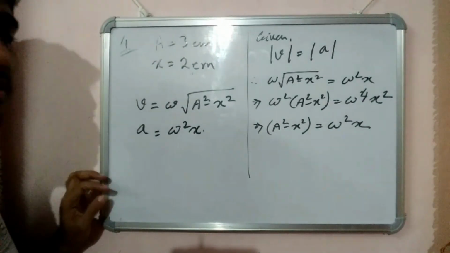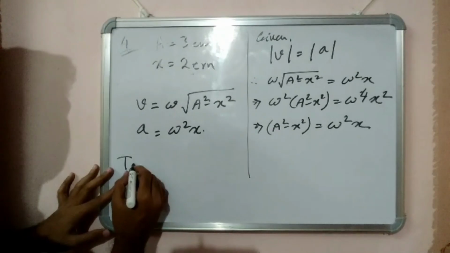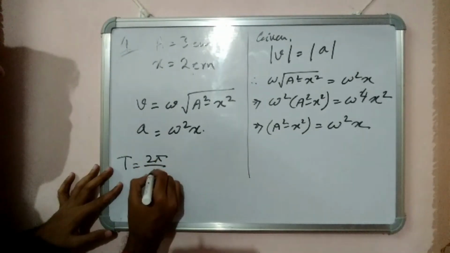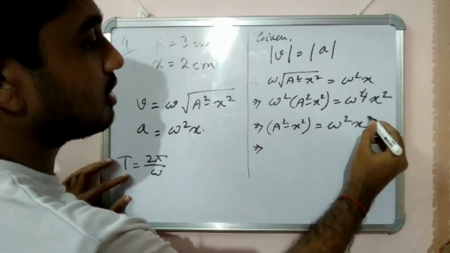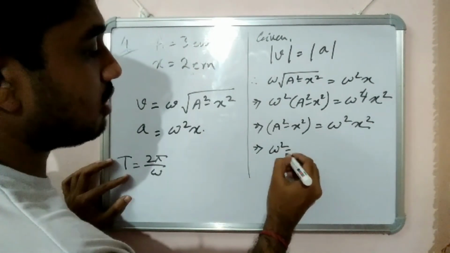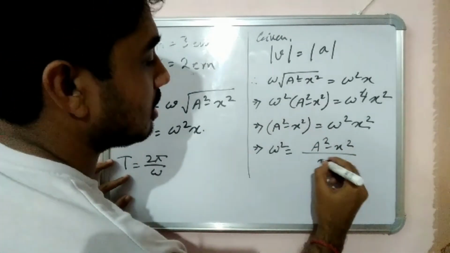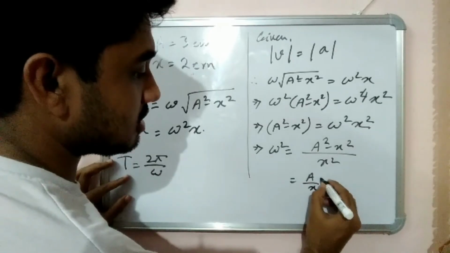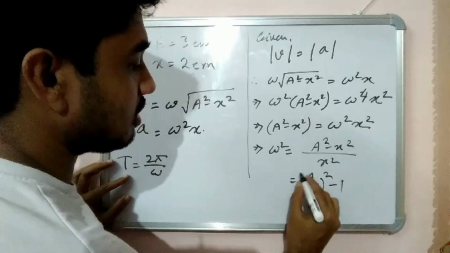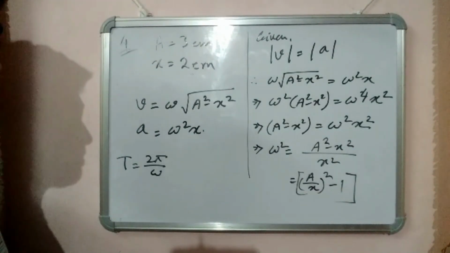So what do we have to find? We have to find the time period T. So we know T is equal to 2 pi by omega. So we have to find omega from this. So omega square is equal to a square minus x square by x square. So it will be like (a by x) whole square minus 1. This is our omega square.